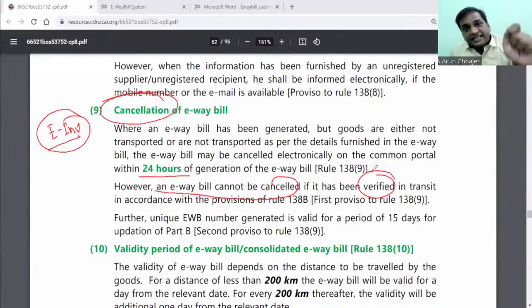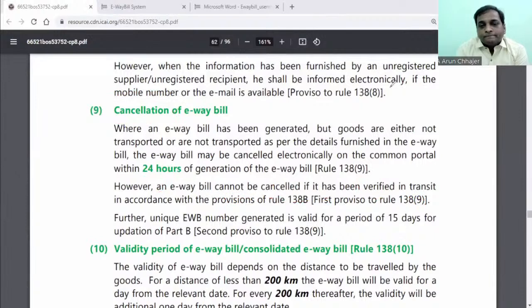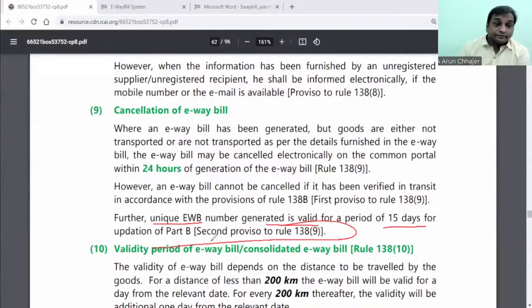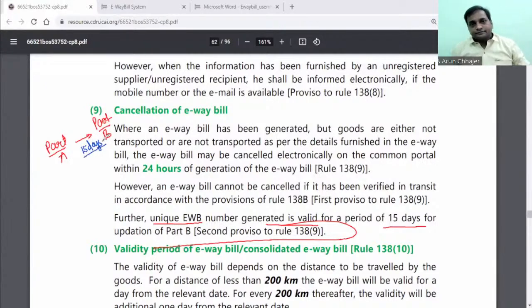In between, if it has been checked by the proper officer, once it has been verified in transit, it cannot be cancelled. Further, a unique e-way bill generated is valid for a period of 15 days for the part B. What does it mean? I have entered part A. Can part B be updated later on? Yes, it can be updated later on, no problem, but the maximum time limit is 15 days. Within 15 days, part B needs to be updated.